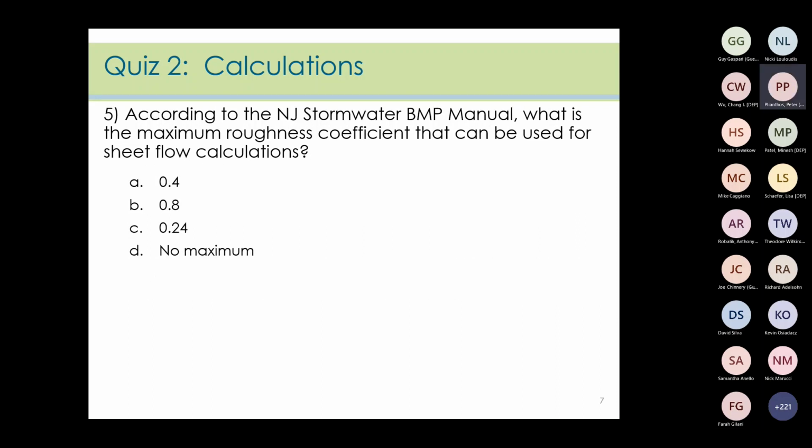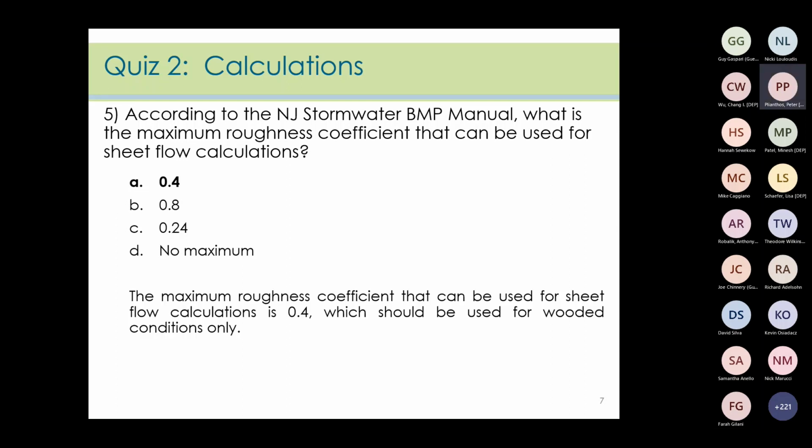Number 5. According to the NJ Stormwater BMP manual, what is the maximum roughness coefficient that can be used for sheet flow calculations? Correct answer is A, 0.4. The value of 0.4 is the only roughness coefficient that can be used for wooded conditions.